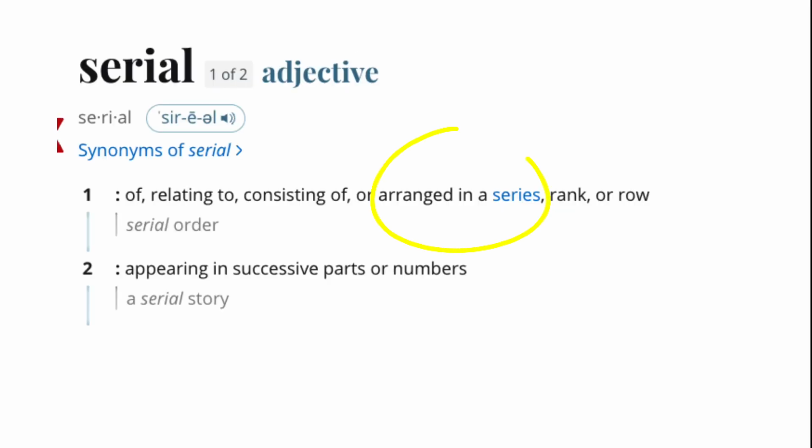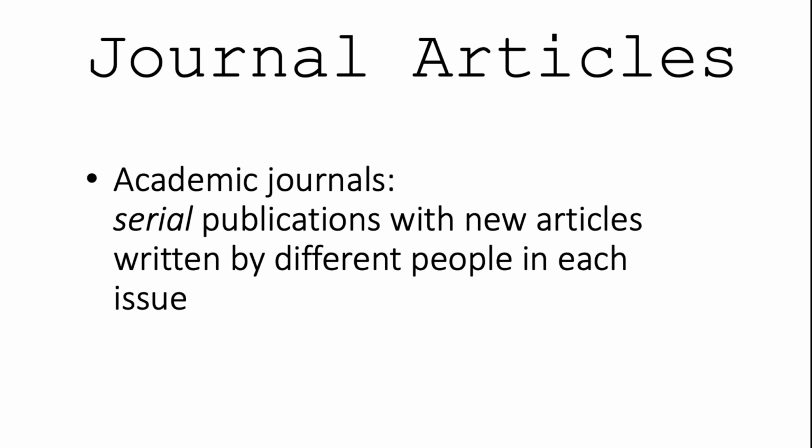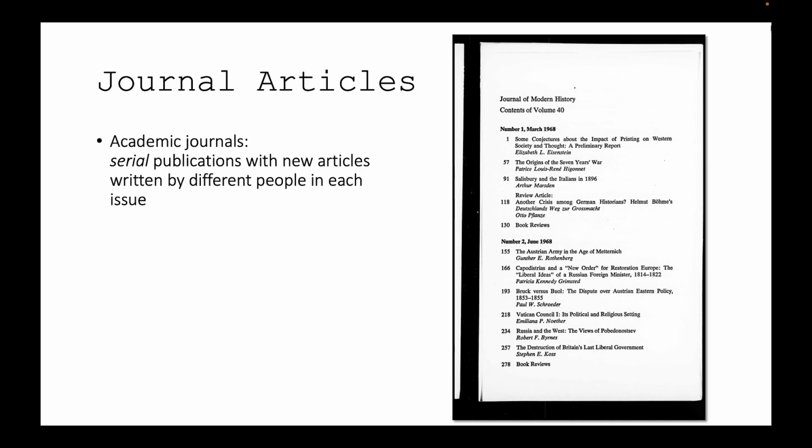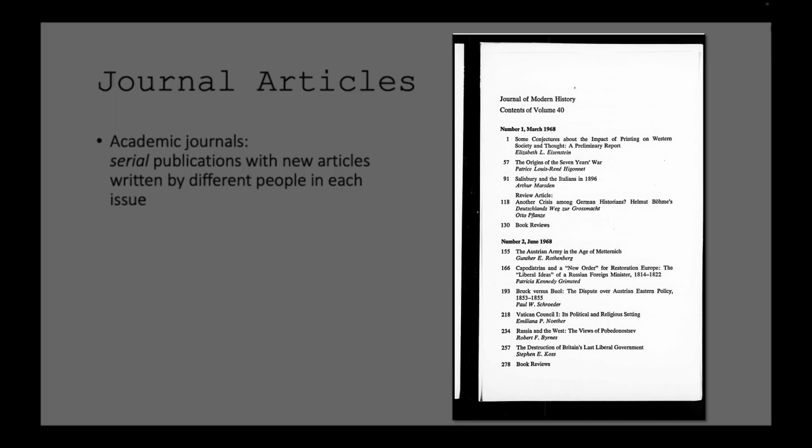Serial publication means that it is a journal that is published regularly, usually 2 times a year or 4 times a year or something like that. But in each issue, there is a new set of articles, and all the articles are written by different people. For example, check out the table of contents here for the Journal of Modern History, Volume 40.